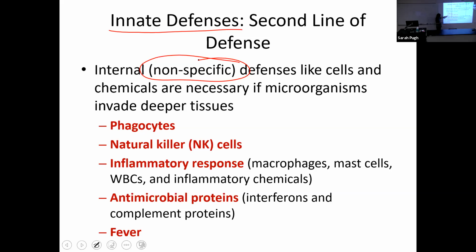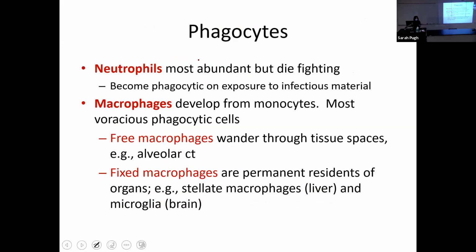And so I have a list of all of these things that are considered part of your second line of defense, and I'm going to walk through each one of these. Okay, so we're going to start with phagocytes. Phagocytes are cells, right? Cyte means cell. Cells that do a really good job of phagocytizing or eating foreign organisms.